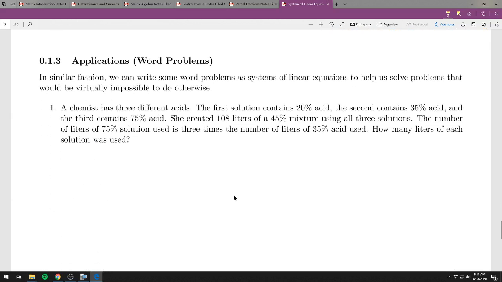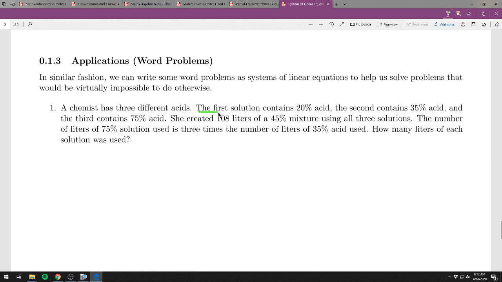All right, so the last thing here is just a word problem related to this stuff. This one is similar to the last one. It had a chemist wanting to make a certain alcohol solution. This one is about acids. We are told a chemist has 3 different acids. The first solution contains 20% acid, the second solution contains 35% acid, and the third contains 75% acid.